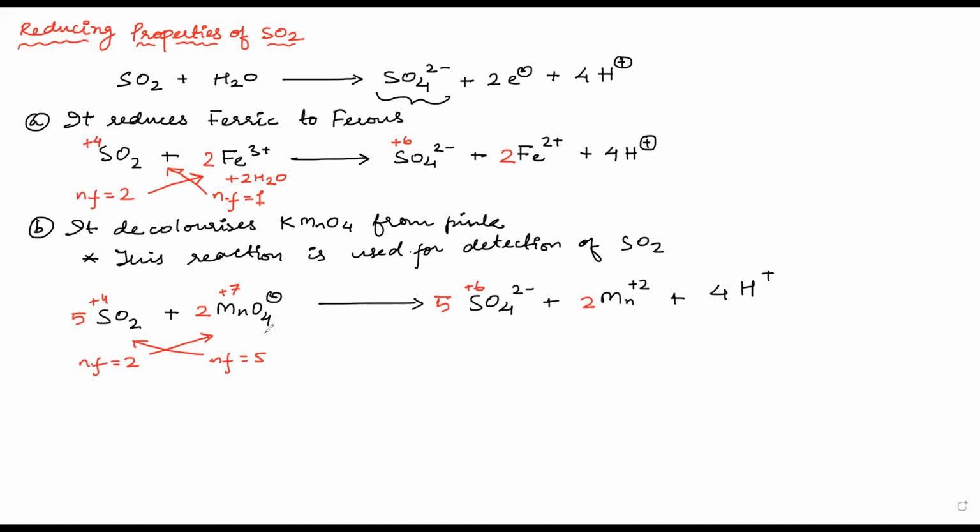Okay, 4 H positive. So how many oxygens are remaining? Can somebody tell? Here it is having 10 oxygens, and here we have 20 oxygens, so 10 plus 2 H2O. Let me check now if this is balanced correctly. Yes, it is balanced now. Okay, fine.